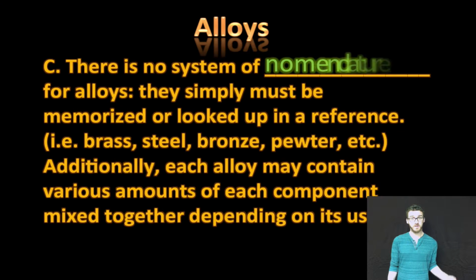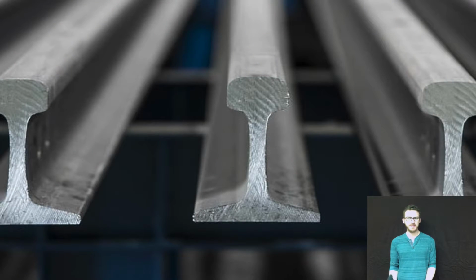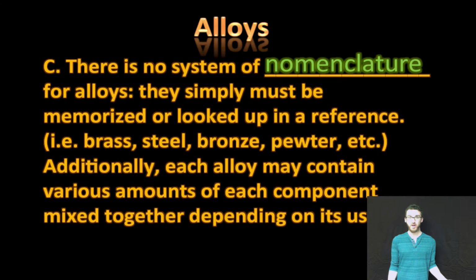Now, unfortunately, there's no system of nomenclature for alloys. We have an ionic system of nomenclature for ionic compounds, we've got a covalent system of nomenclature for covalent compounds, but alloys, you simply have to look them up or memorize them. We're talking things like brass, steel, bronze, pewter. No real set system of nomenclature here, things you just have to memorize. Don't worry, I'm not going to make you memorize any for the class.